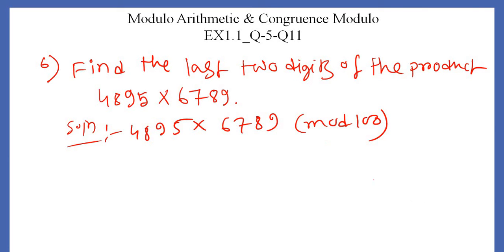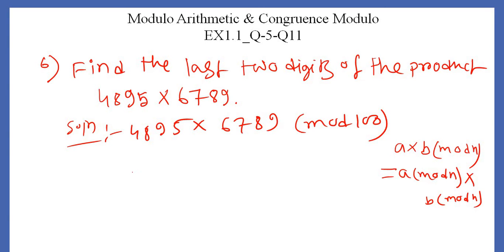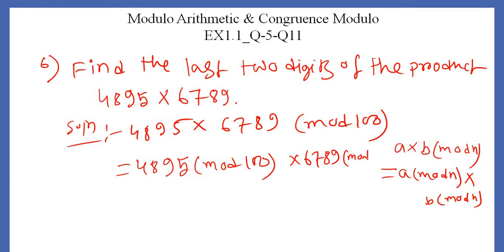Okay, now we will apply the property of multiplication of congruent modulo. That is, we know that A cross B mod n, you can write as A mod n into B mod n, right? So the same property we apply here. That means we find 4895 mod 100 into 6789 mod 100, right?